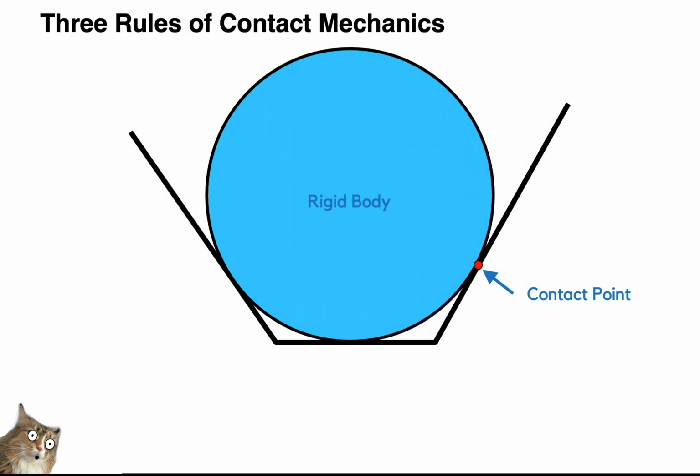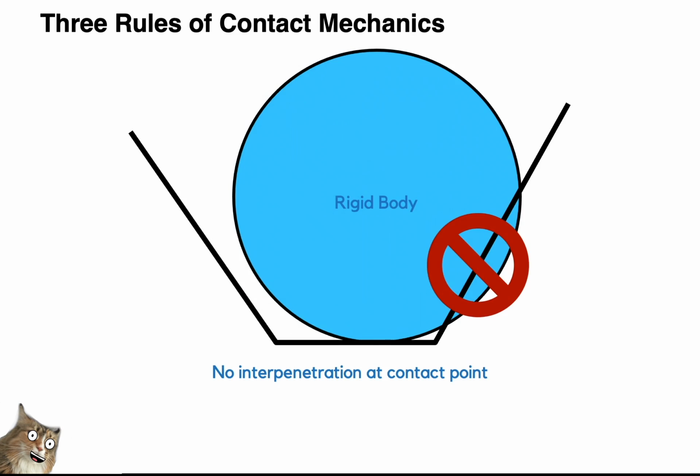And perhaps the most obvious rule or condition on our contact resolution scheme is that it should not allow any penetration at our contact point. In other words, the objects should not be allowed to continue moving into each other once a contact is detected. Now, one way to formalize this is using the notion of a signed distance.